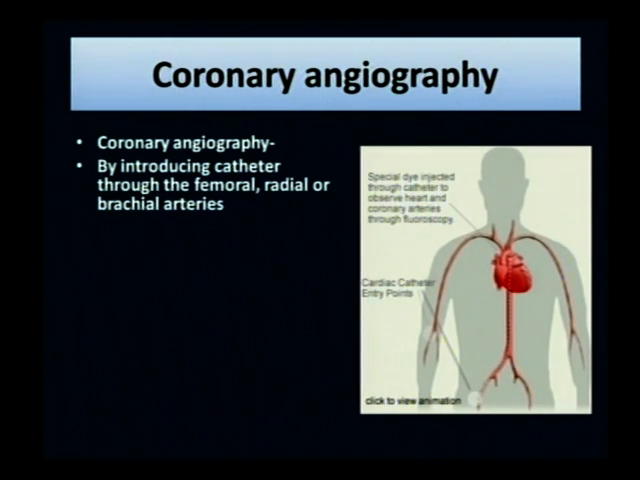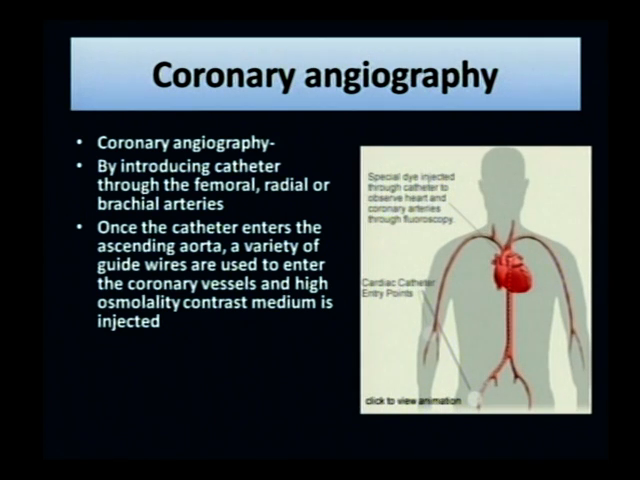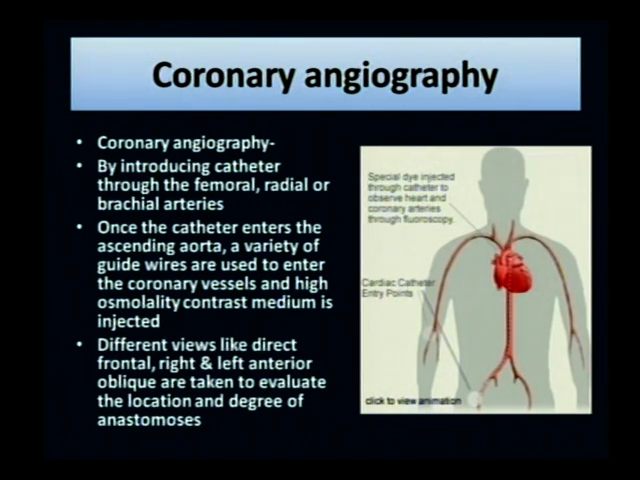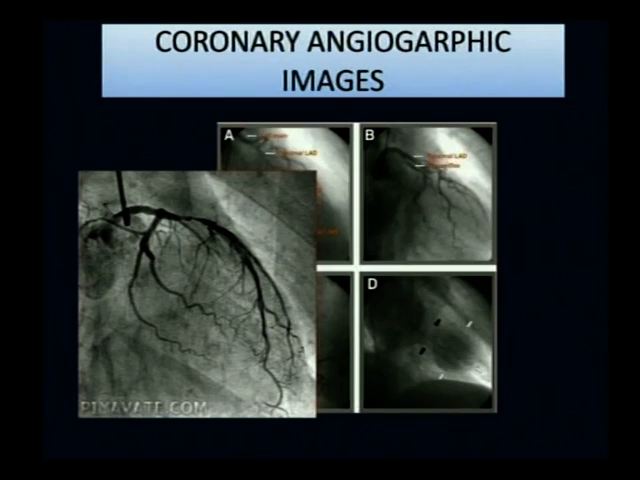Then this is the invasive coronary angiography, done by introducing a catheter into the major upper limb or lower limb arteries. Once the catheter enters the ascending aorta, guide wires will be introduced and high osmolality contrast medium will be injected. Then different views like direct frontal, right anterior oblique, and left anterior oblique will be taken. Some views will better reveal the right coronary artery, and some will better reveal the left coronary artery. These are the coronary angiographic images, in which, in the left picture, you are seeing the left coronary artery dividing into the anterior interventricular and circumflex arteries.